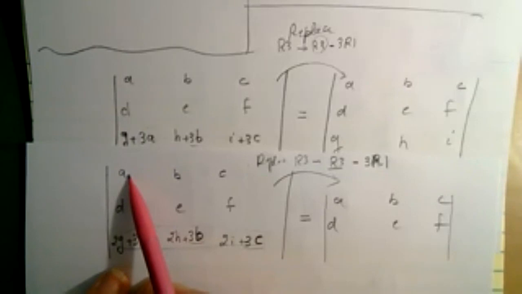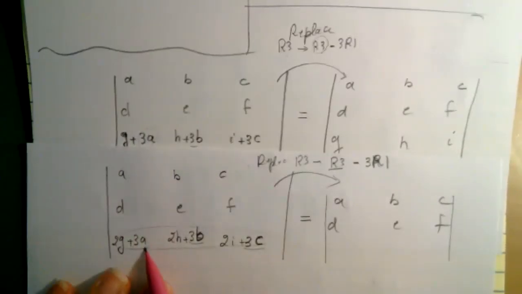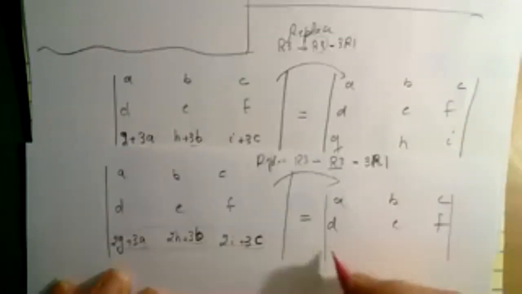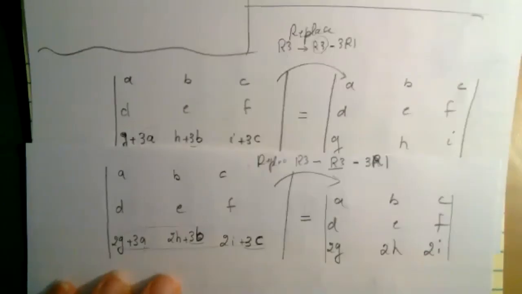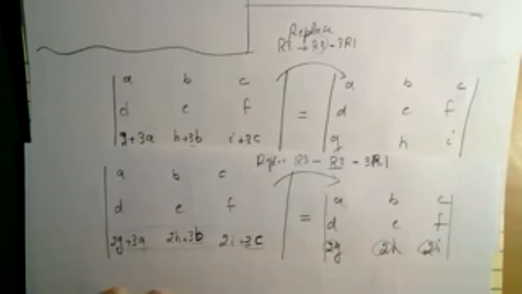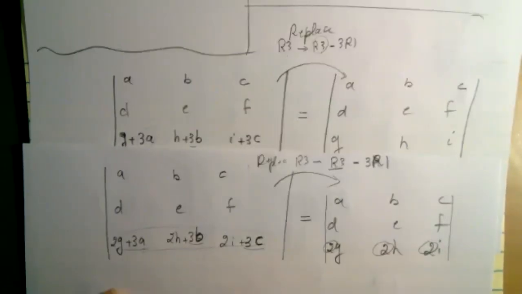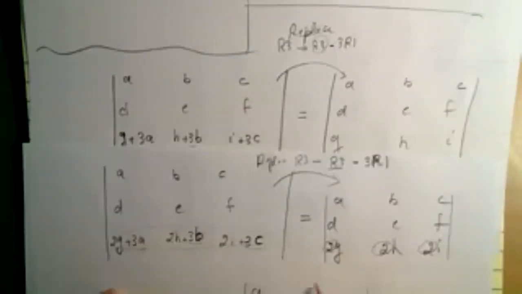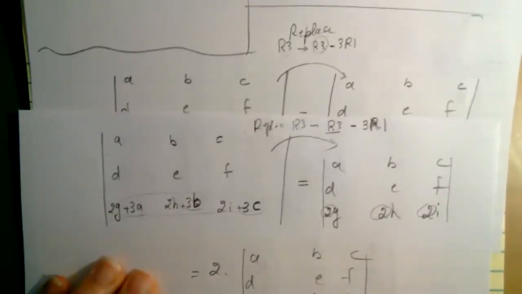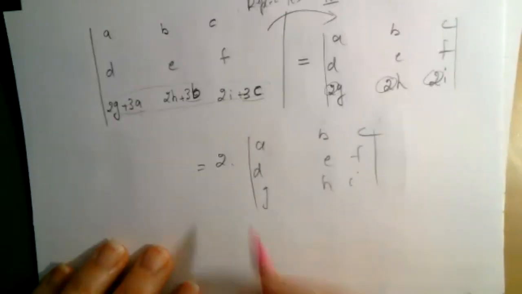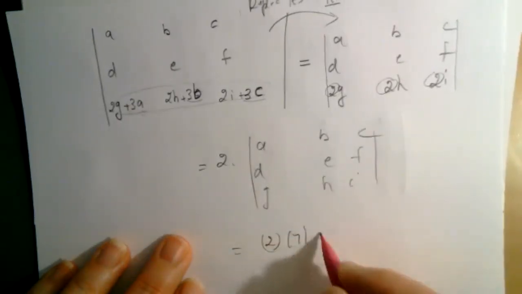I'm multiplying this by minus 3A and then adding it. Minus 3A plus 3A, this is going to give me the 2G. And this is going to give me the 2H. And that's going to give me the 2I. I have 2, 2, 2. Now I can factor out my 2, and I get A, B, C, D, E, F, G, H, I. And now I'm getting 2 times 7, which is 14.